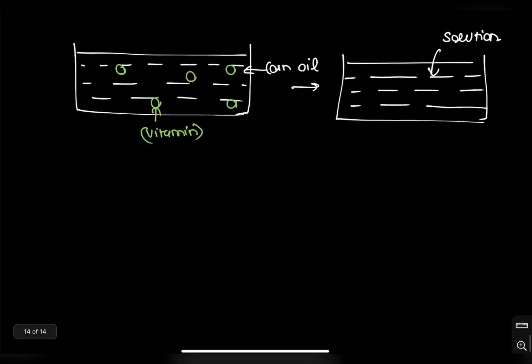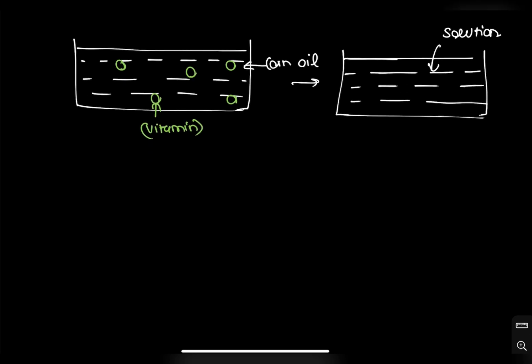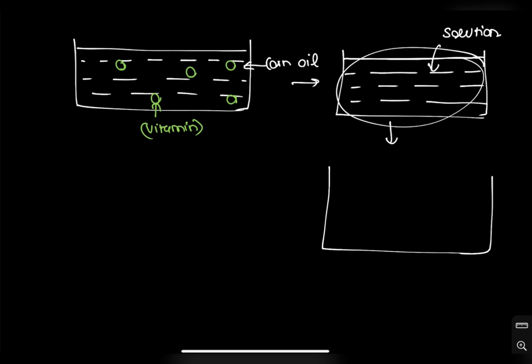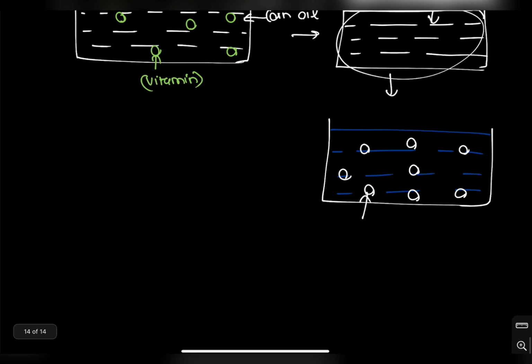Now what we will do is add this whole solution inside of pig skin gelatin. Okay, so let's say the blue color is the pig skin gelatin, and you have emulsified that solution up top to a desired particle size. So this is the emulsified solution of vitamin plus corn oil. And what is in blue color is the pig skin gelatin.